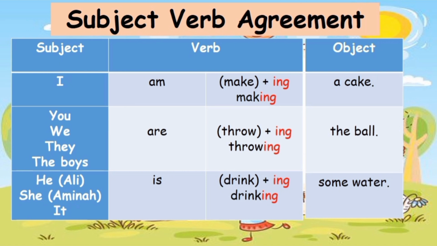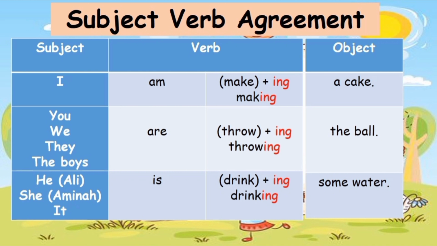So, the example should be, I am making a cake. And then, the second verb, throw plus ing becomes throwing. Kata kerja kedua, throw baling tambah ing menjadi throwing. So, the example contoh, you are throwing the ball. We are throwing the ball. They are throwing the ball. The boys are throwing the ball.